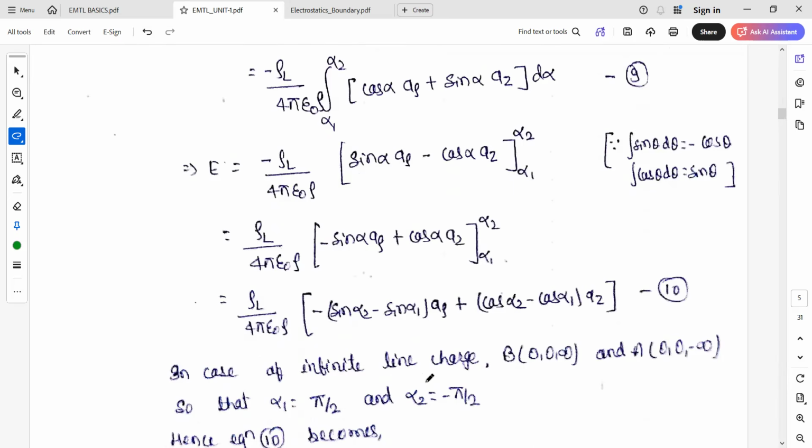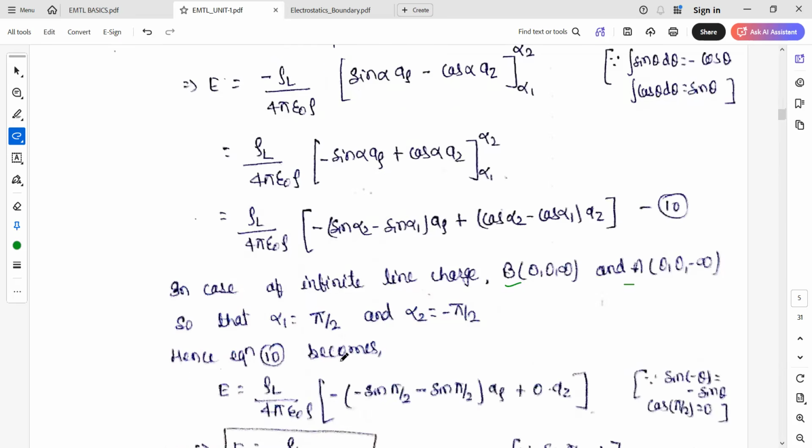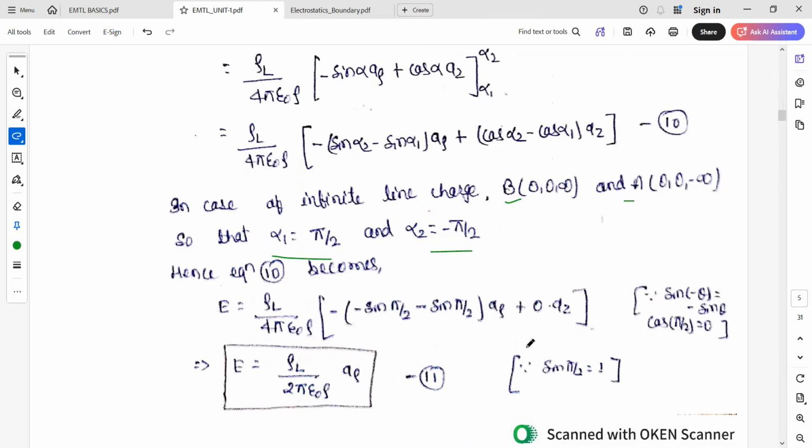Now the point can have a different situation, if point B is going to be an infinite line charge. So in the case of an infinite line charge, B will have coordinates 0, 0, infinity. A also will go towards the negative side, so that will become 0, 0, minus infinity. So finally this alpha 1 will become pi by 2 and alpha 2 value will become minus pi by 2. We substitute this value. So cos pi by 2 value is 0. And sine of minus theta equals minus sine theta. On the basis of that, we have rho L by 2 pi epsilon rho a rho. So this is a very important expression.